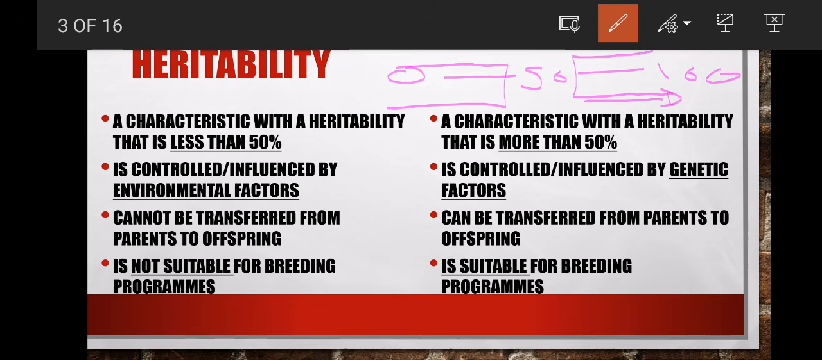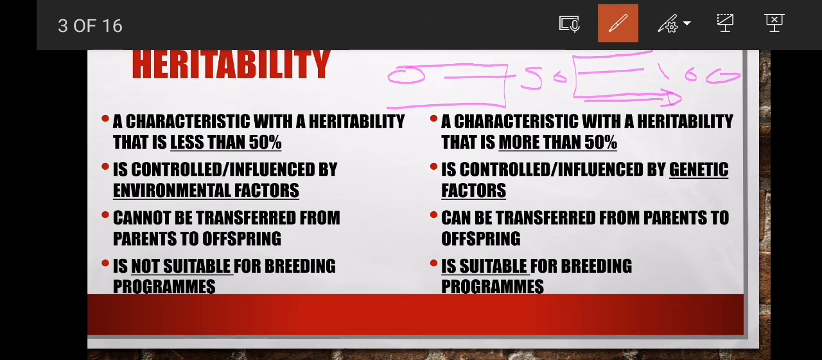Then you have to know that a characteristic that is influenced by environmental factors cannot be transferred to the offspring. But a characteristic that is influenced by genetic factors can be transferred to the offspring. Then we say the characteristic that cannot be transferred to the offspring is not suitable for a breeding program. There is no way you can take an animal with a characteristic that cannot be transferred and say you want to breed that animal.